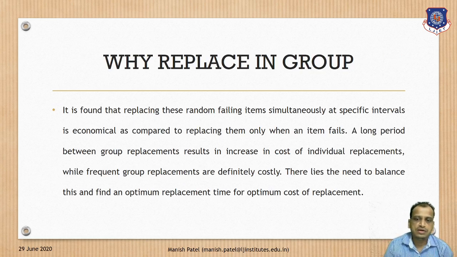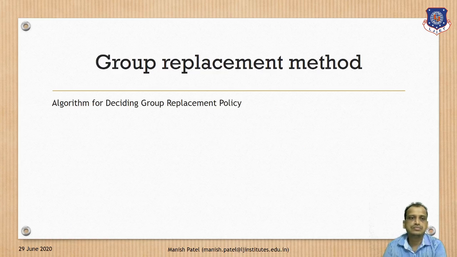Again, we already discussed, but see, a long period between group replacements results in an increase in the cost of individual replacement. Now it has to be a balance, right? Sometimes you take the benefits of both. Let's say for example you take the individual replacement of products as well as group replacement at certain fixed intervals of time. After the fixed interval of time you try to replace in a group. Okay, it is beneficial.